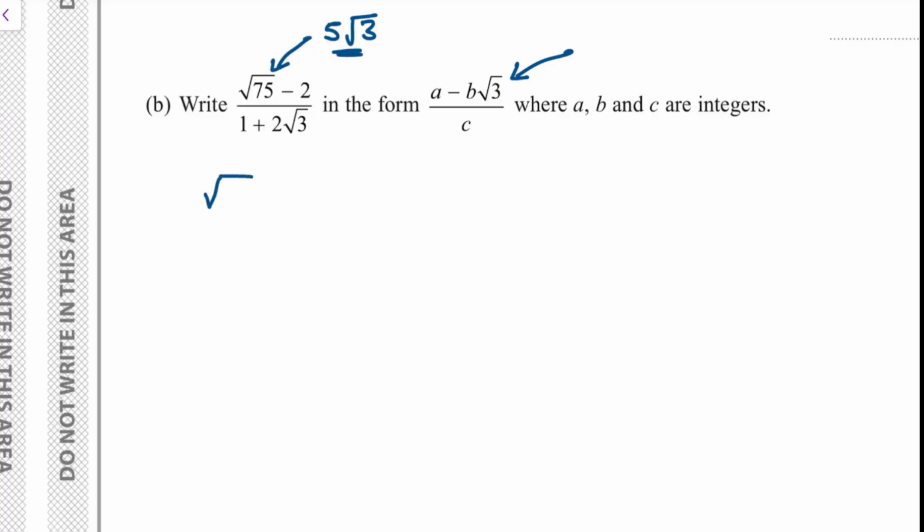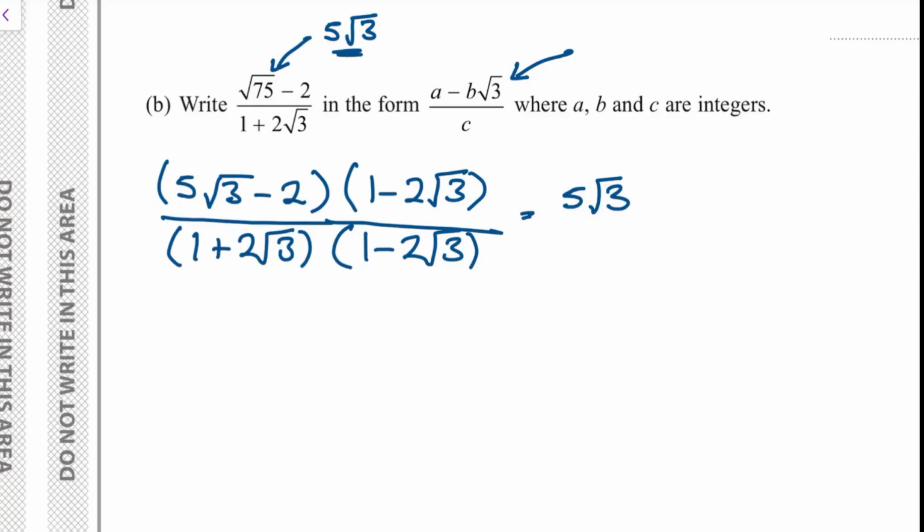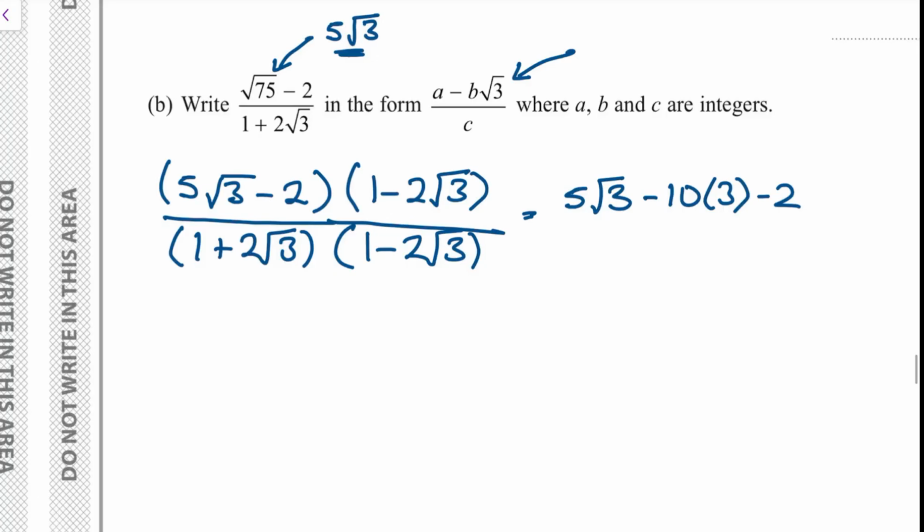Now, I think this maths is going to be quite tricky, so I'm going to write it all out. So I've got 5 root 3 minus 2 divided by 1 plus 2 root 3. I'm going to multiply that by the conjugate, so 1 minus 2 root 3 over 1 minus 2 root 3. Right, okay, I think it's going to be a little bit messy. 5 root 3 times 1 is 5 root 3. 5 root 3 times minus 2 root 3 is minus 30. Minus 2 times 1 is minus 2. And minus 2 times minus 2 root 3 is plus 4 root 3.